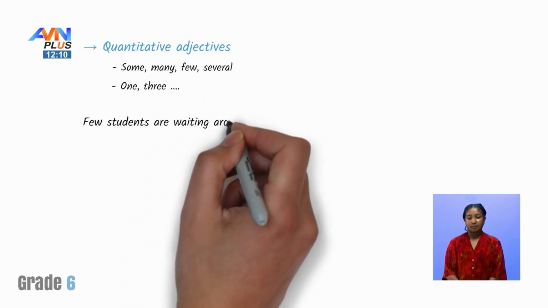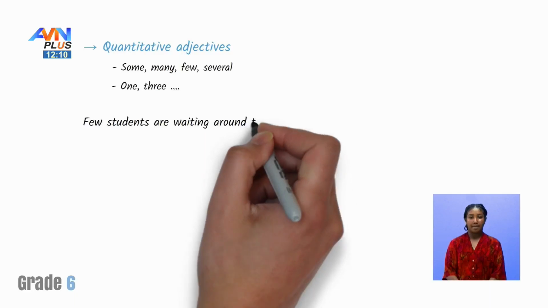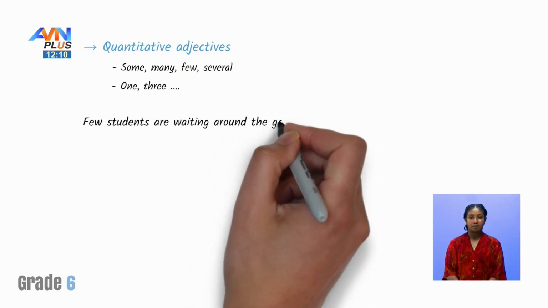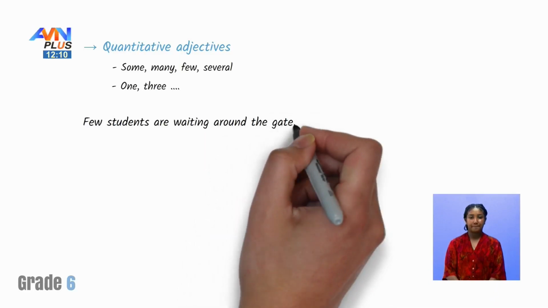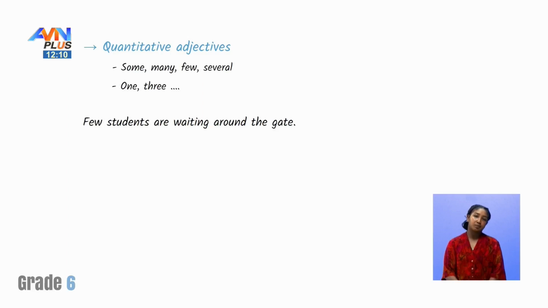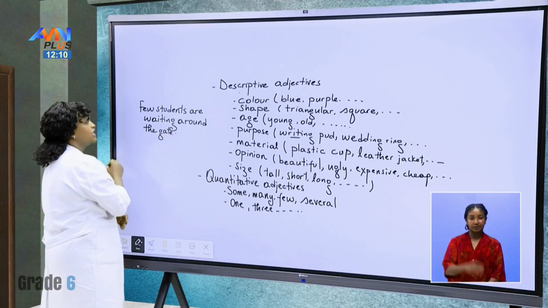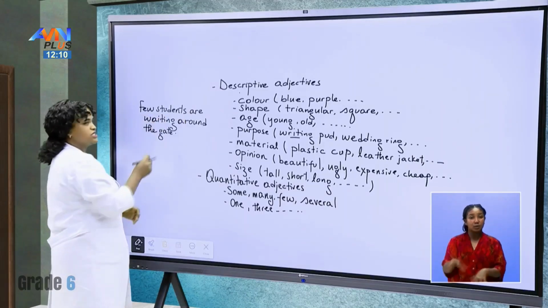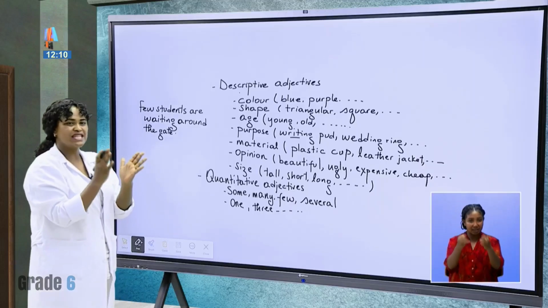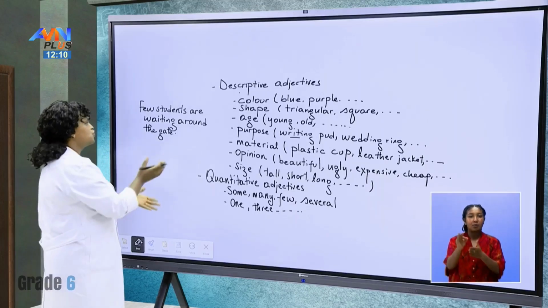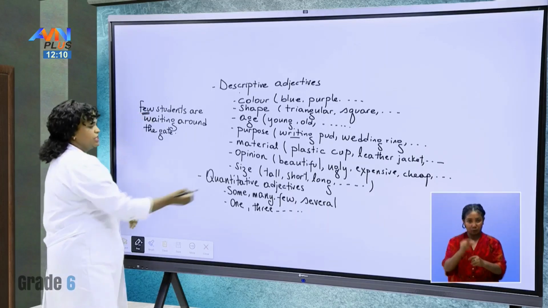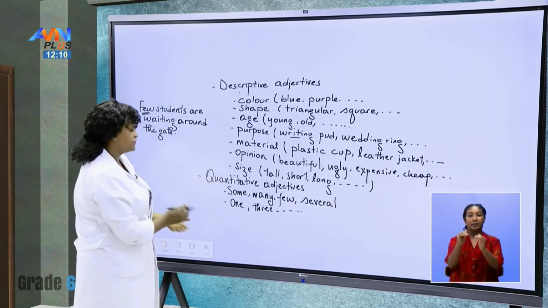Few students are waiting around the gate or the door. You see? What do I say? Few students. Let us classify, or let us tell the number of the students. Which one do we use? Few. It is what? The quantity, which is indefinite, all right?